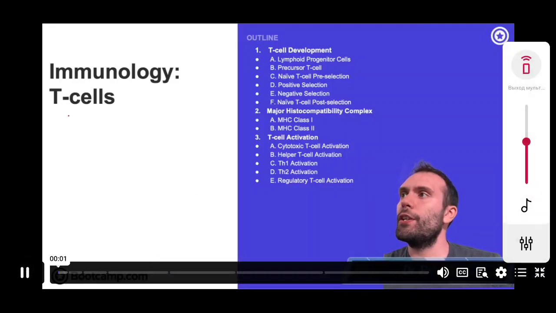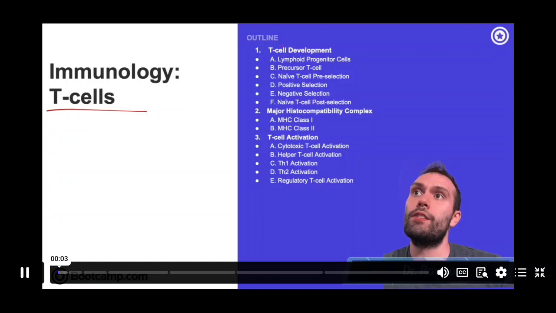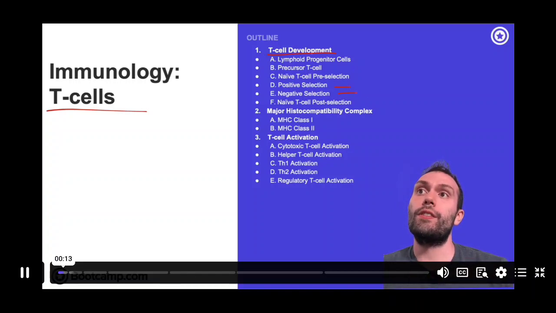In this video, we're going to talk about T cells. And so this is a pretty big video. We'll talk in the beginning about T cell development. What are the big things you have to know in regards to how T cells develop: positive selection, negative selection. These tend to be particularly high yield.